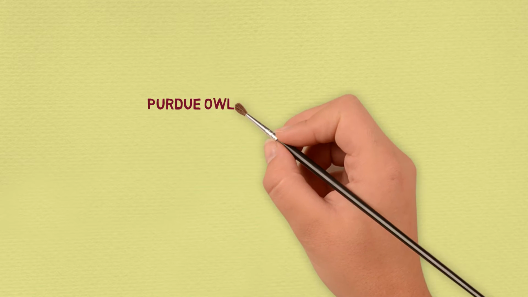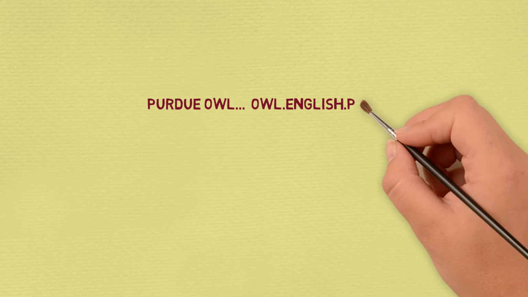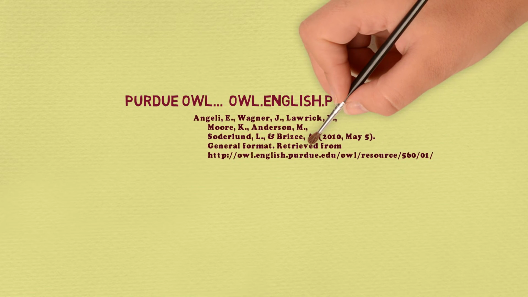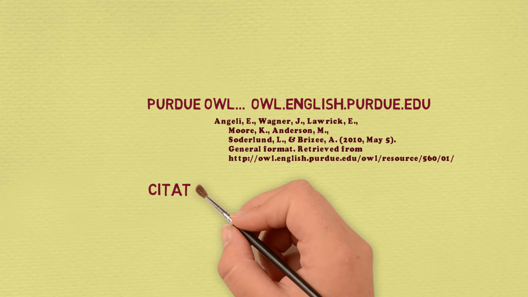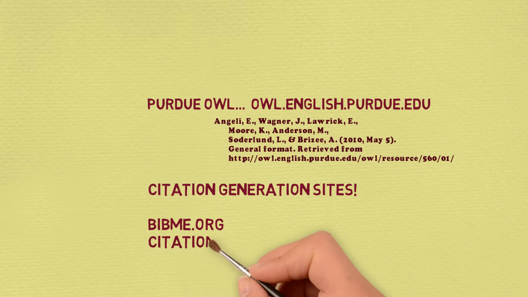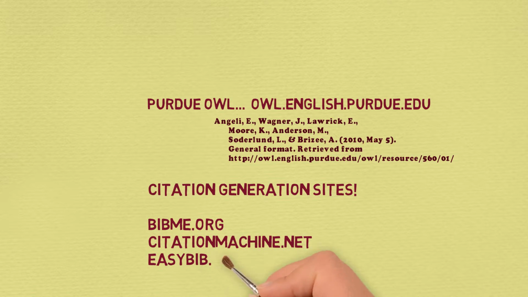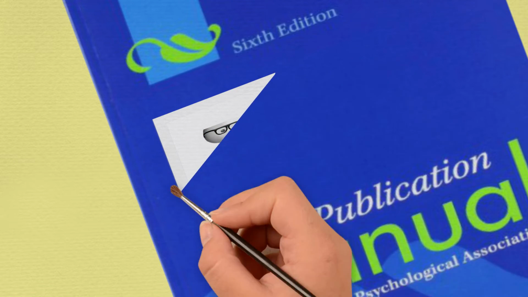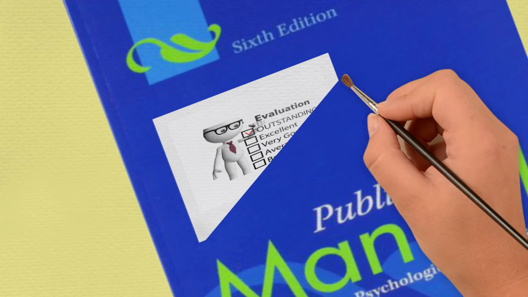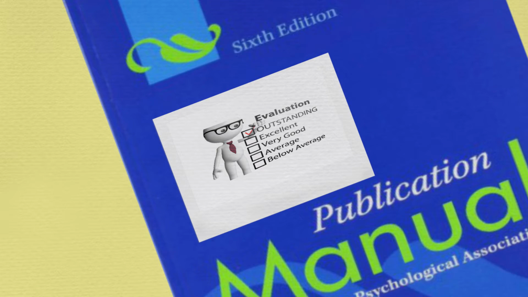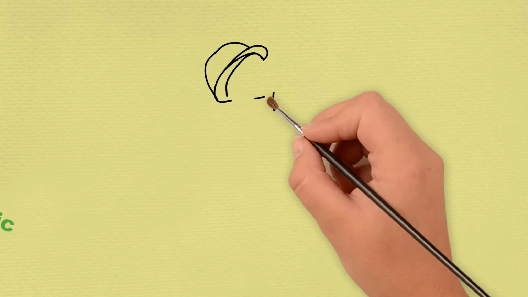Alternatively, the Purdue OWL website at owl.english.purdue.edu has useful tips. Much of this video scribe comes from this site. Some people find citation generation sites such as bibme.org, citationmachine.net, or easybib.com to be helpful. Though I might initially use a citation generation site, I consider the results merely to be a starting point, and I confirm their format elsewhere for accuracy.